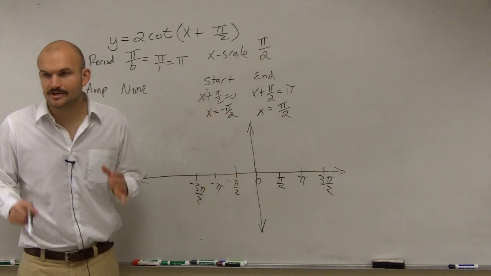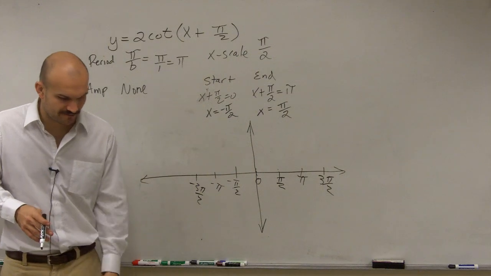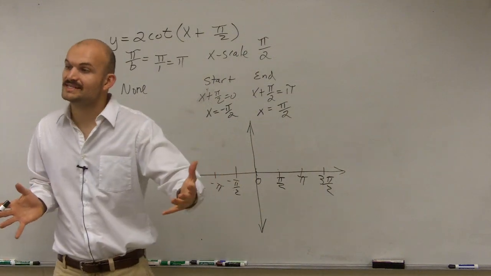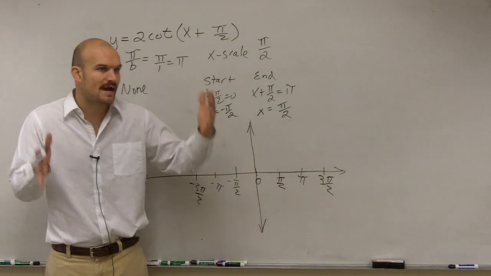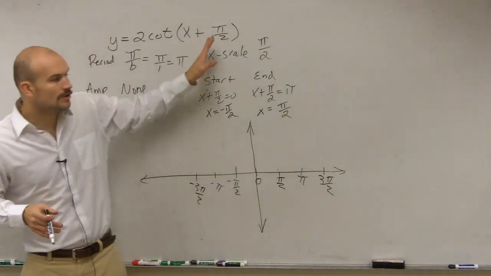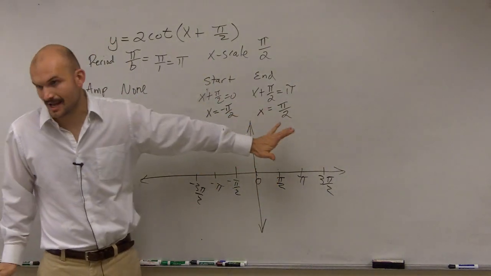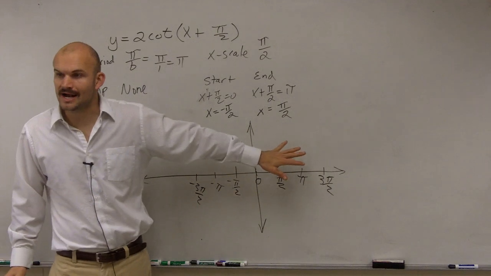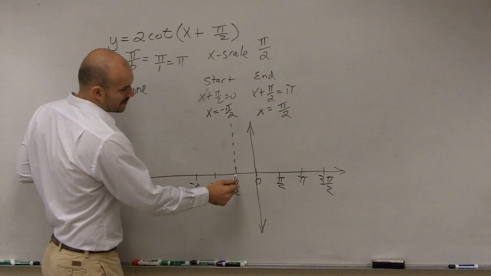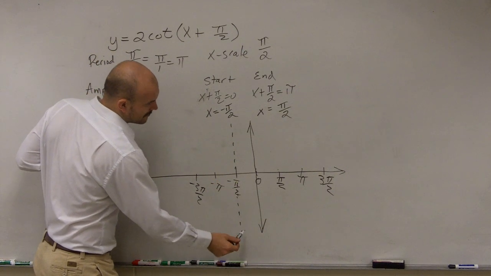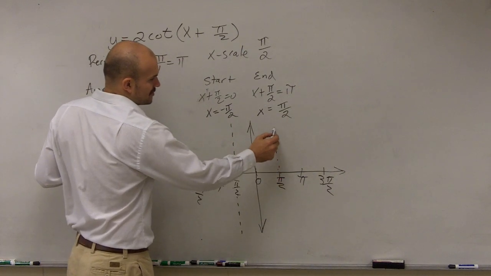Now, here's where cotangent and tangent kind of differ. If you guys remember when we found secant and cosecant, we had to find the x-intercepts of sine and cosine, and that's where our asymptotes were. For cotangent and tangent, our start and our end are also going to be where our asymptotes are. So at negative pi halves, I'm going to create an asymptote. And at pi halves, I'm going to create an asymptote.